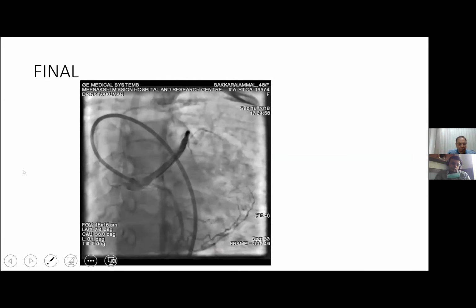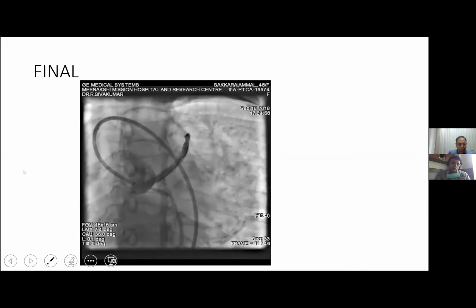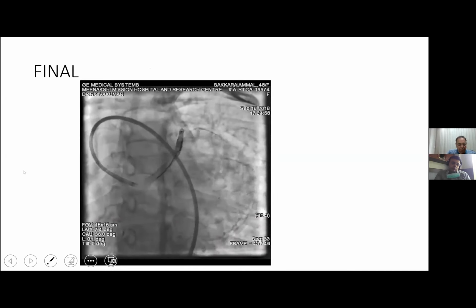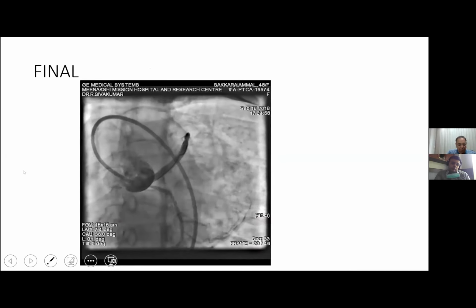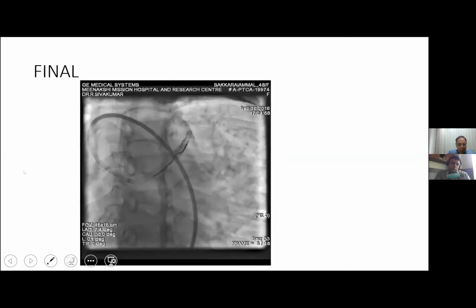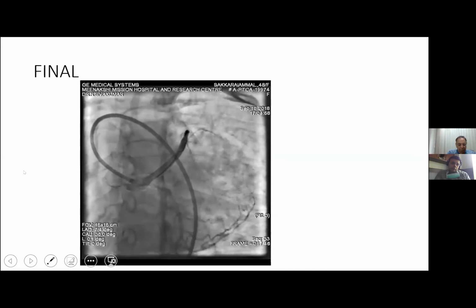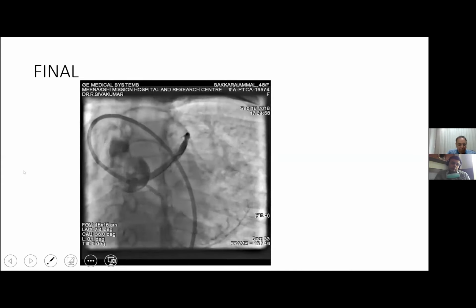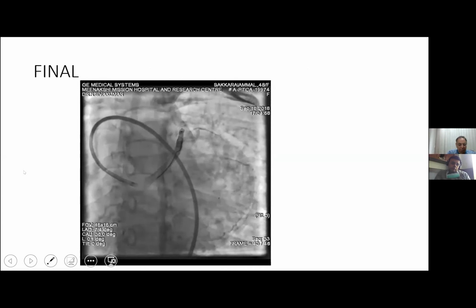And this is the final angiogram. In view of the diminutive size of the LCX and a good-looking angiogram, we thought we would not do anything for the circumflex.